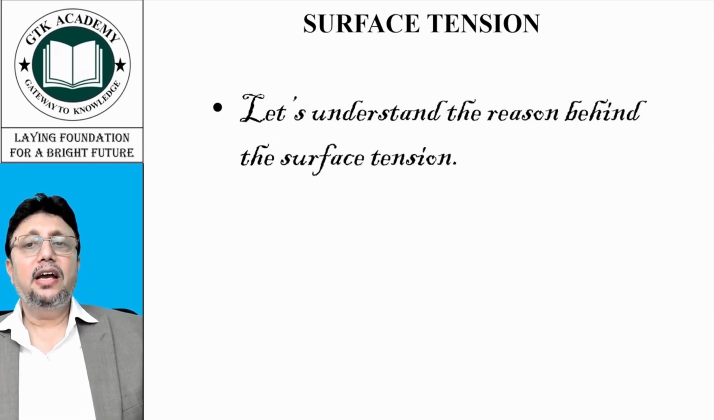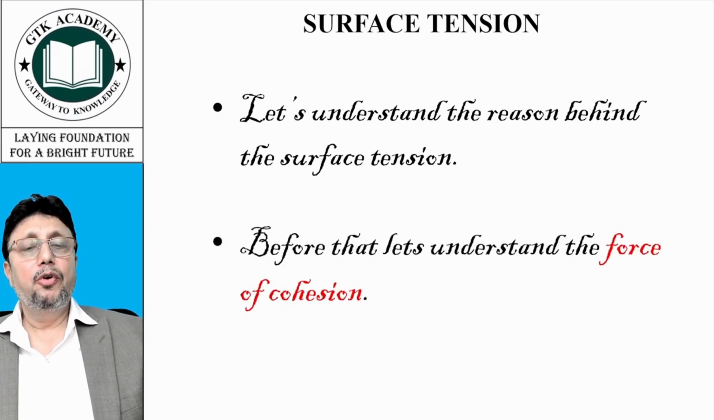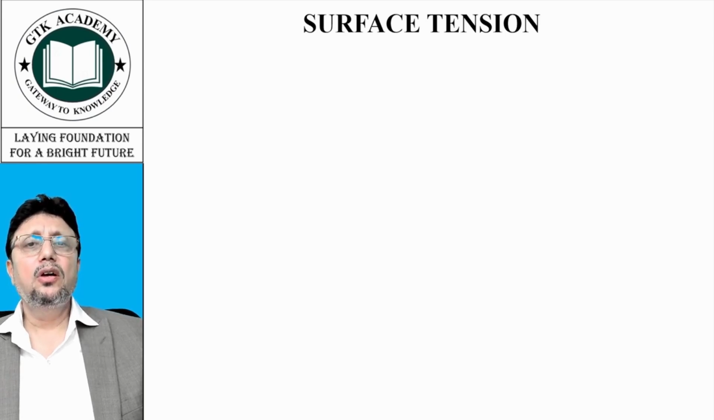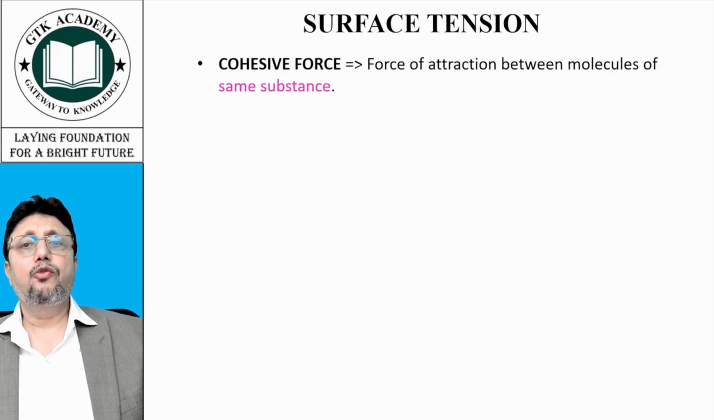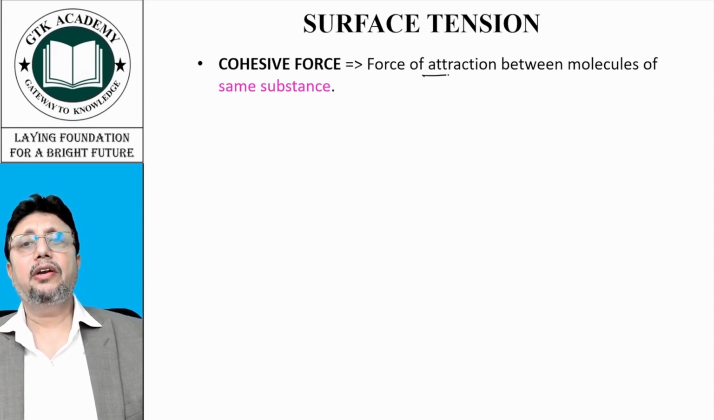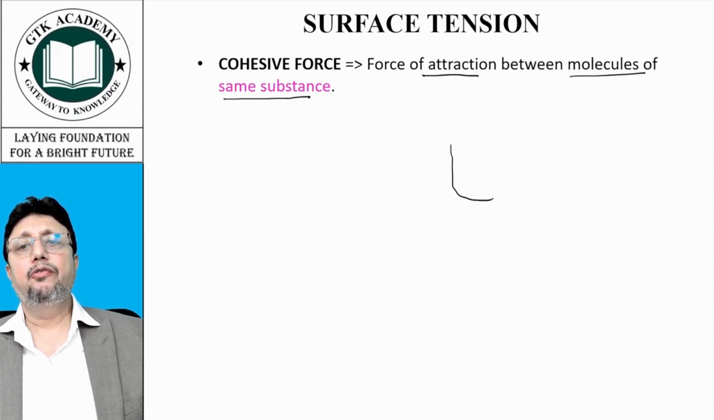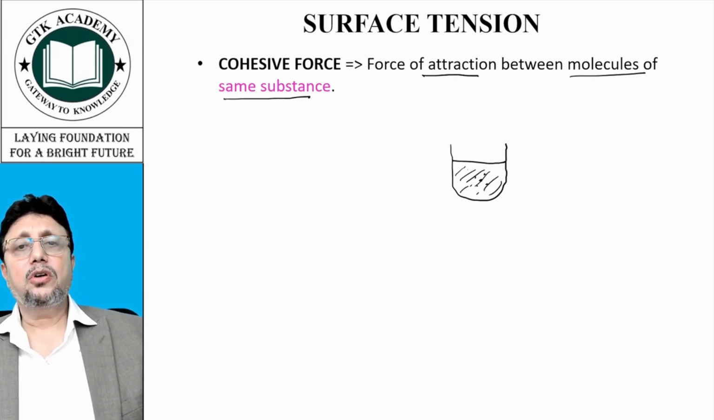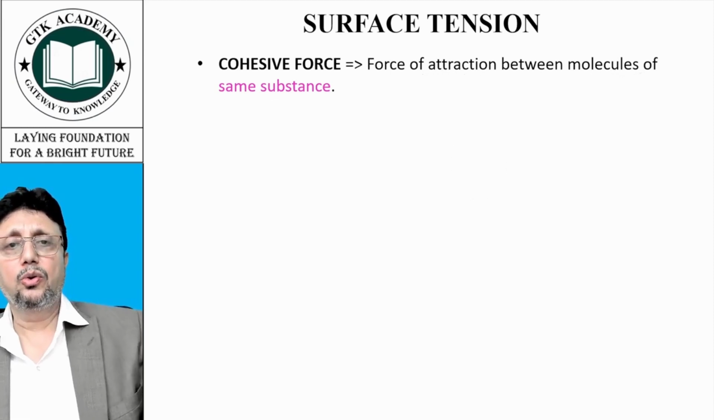Now let's understand the reason behind this surface tension. What is the reason? Before understanding the reason, we have to understand the force of cohesion. What is cohesive force? Cohesive force is the force of attraction between molecules of the same substance. For example, if you take some liquid in a beaker, the molecules inside attract each other, which are in the proximity, which are very close. I'll tell you how much close.